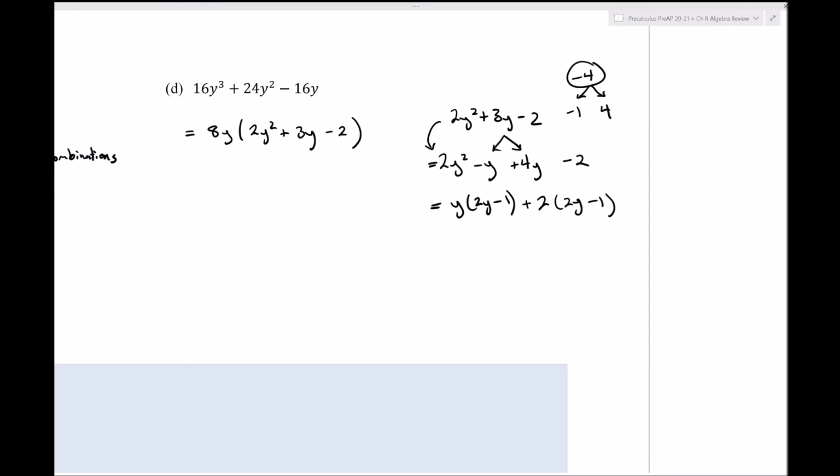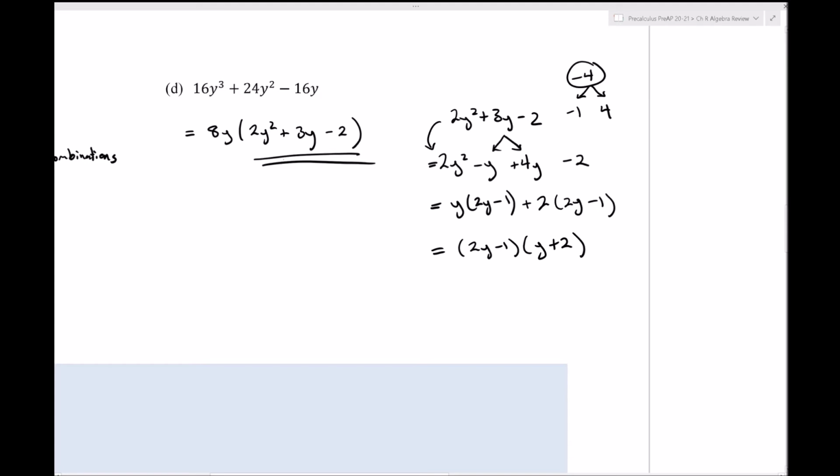And then we notice that the 2y minus 1 is a common factor for both. That's going to get moved out as a GCF, basically. 2y minus 1, y plus 2. And this one's completely factored. I would want to box that, but that's not the final answer. That's just what this one becomes.